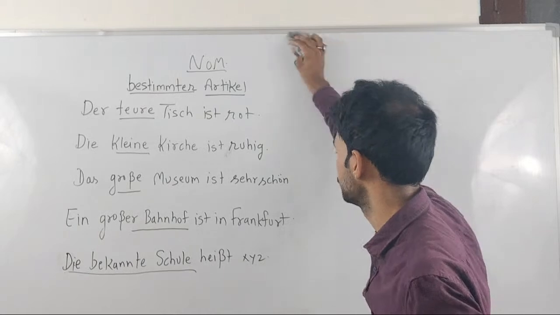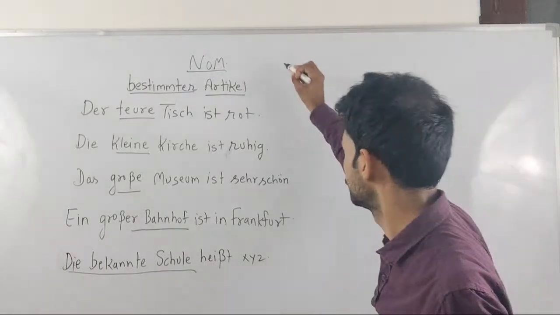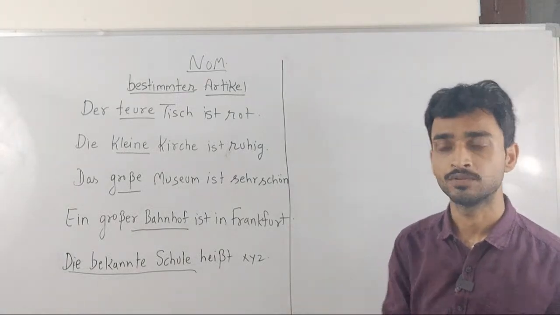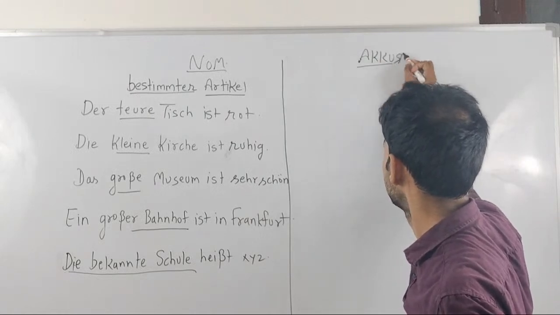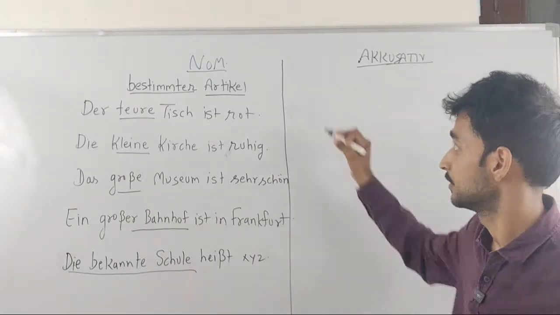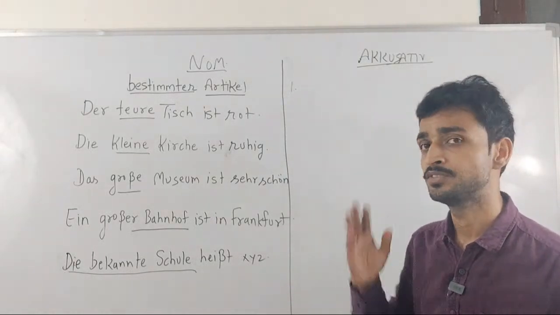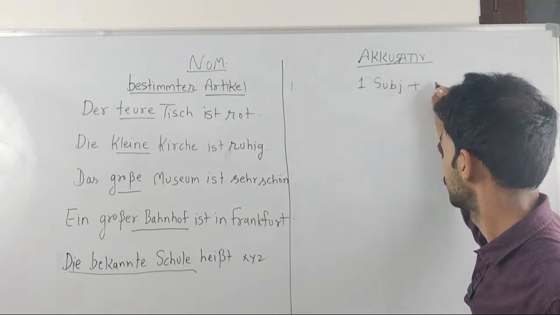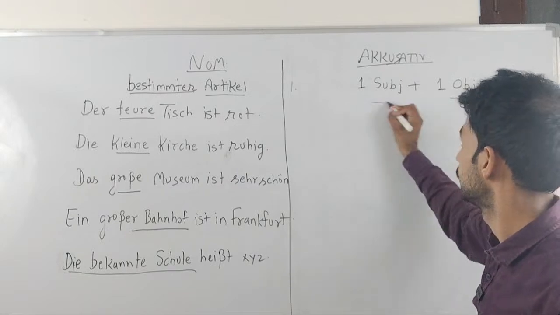Okay, accusative sentences. Now we'll see some accusative sentences. This is accusative. I have written short accusative sentences. Like the first one, here you need to take care of the verb and subject plus object. I write here there is one subject plus one object. Okay, it is the accusative case.